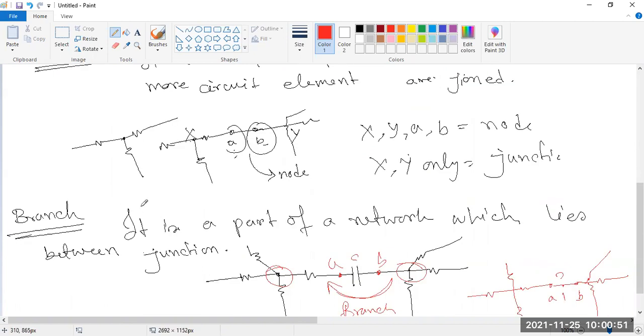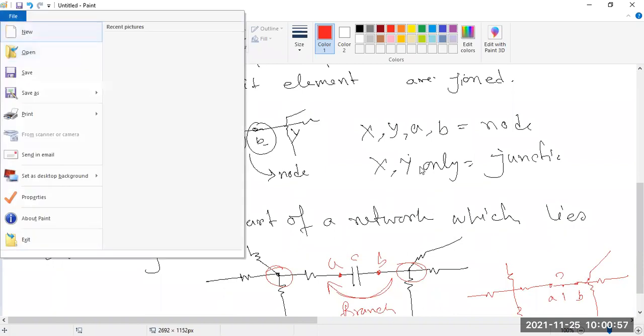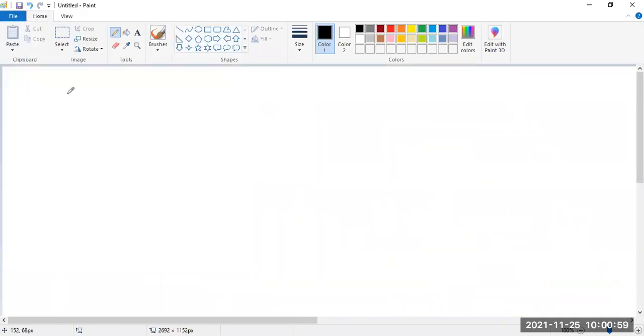Mesh, I'm coming. What is mesh? Look, this is mesh, friends.